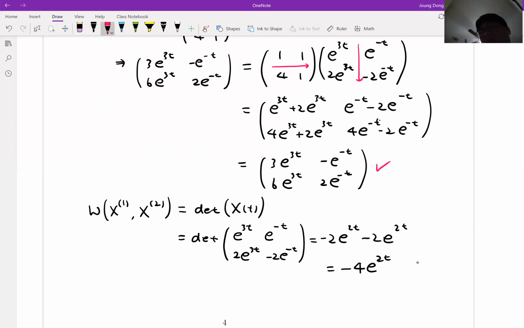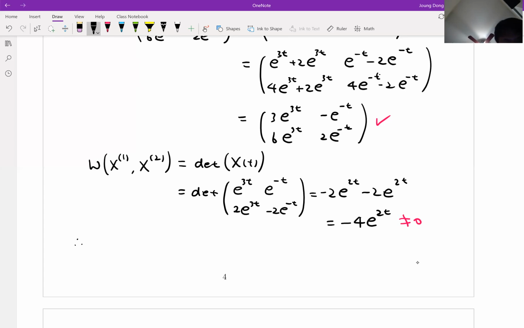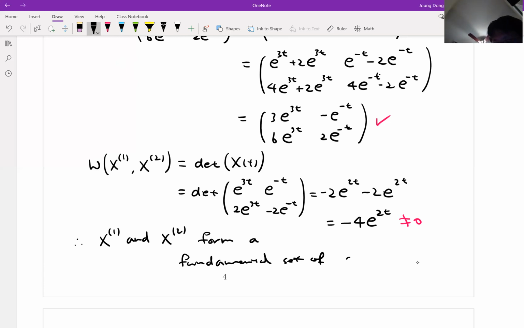And don't forget, an exponential function is never equal to 0, okay? Which means this is never equal to 0. Then finally, since the Wronskian is not equal to 0, we can say x1 and x2 form a fundamental set of solutions, okay? That's it, okay?